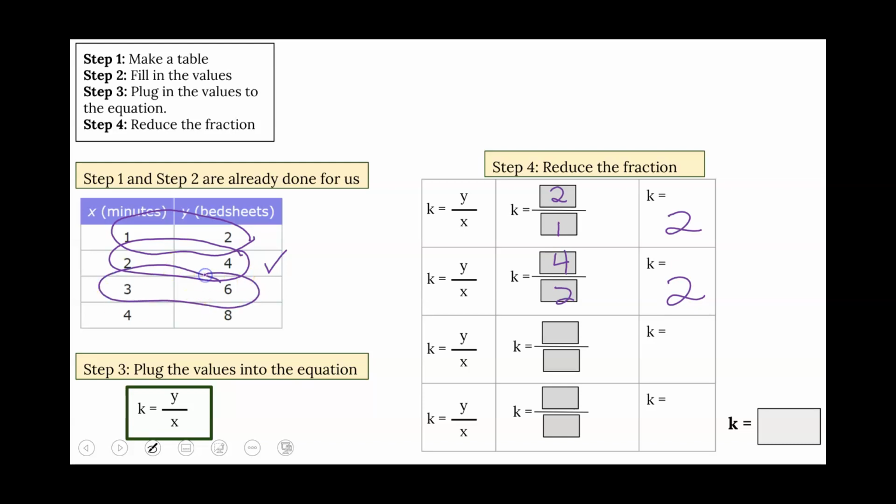The third one, our Y here is 6, and our X here is 3, and in the calculator, I'm going to put 6 divided by 3, and I get 2. This final one, I'm going to put the Y first, which is 8, and then the X, which is 4, and 8 divided by 4 is 2. Look at that, 2's again. So the answer is not always going to be 2, it just happened to work out that way. The constant of proportionality for this question is also 2.